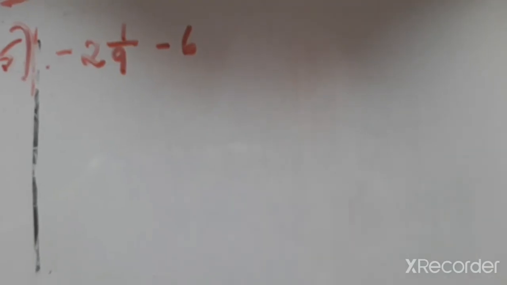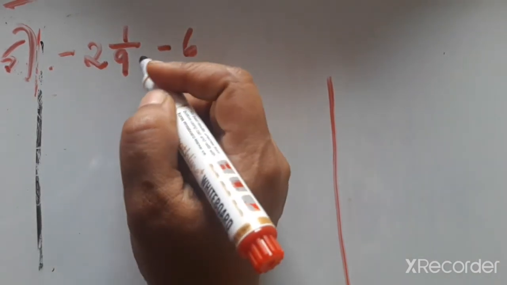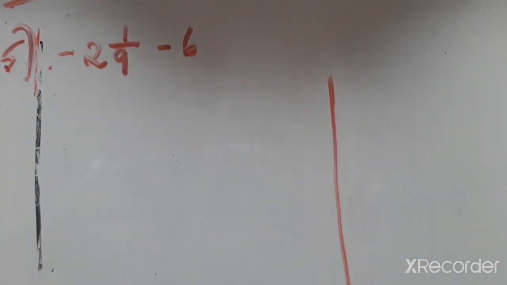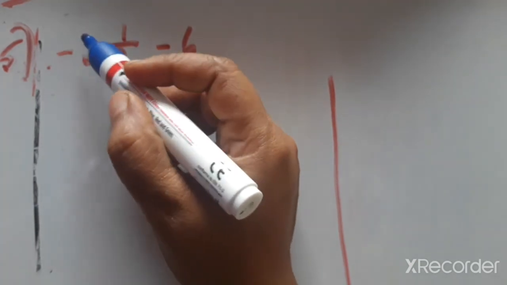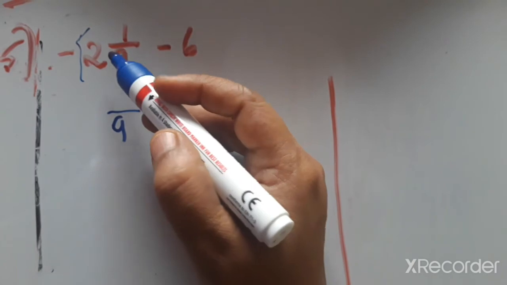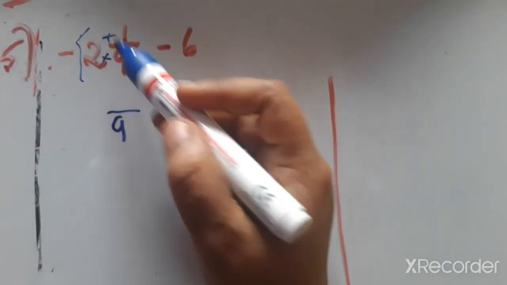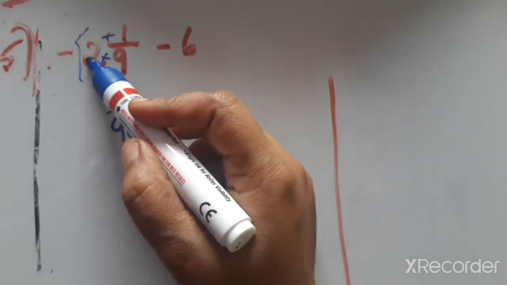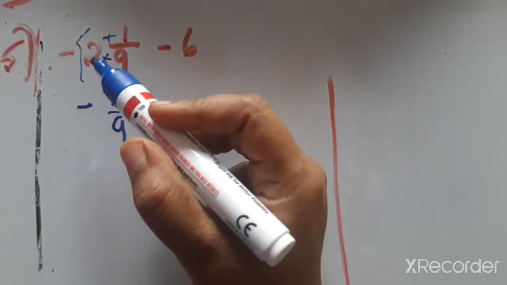So, fifth question: minus 2, 1 by 9 minus 6. It is a mixed fraction, so now convert it into an improper fraction. How to convert into improper fraction? Don't look at the minus symbol. Here multiply, here add. 9 2s are 18, 18 plus 1 is 19. Now put the symbol.